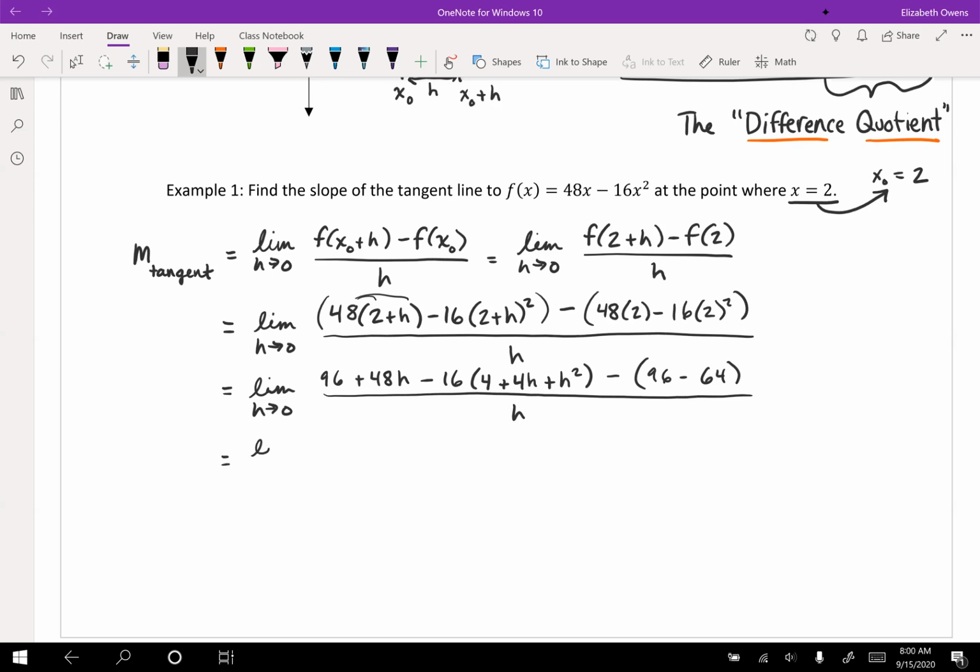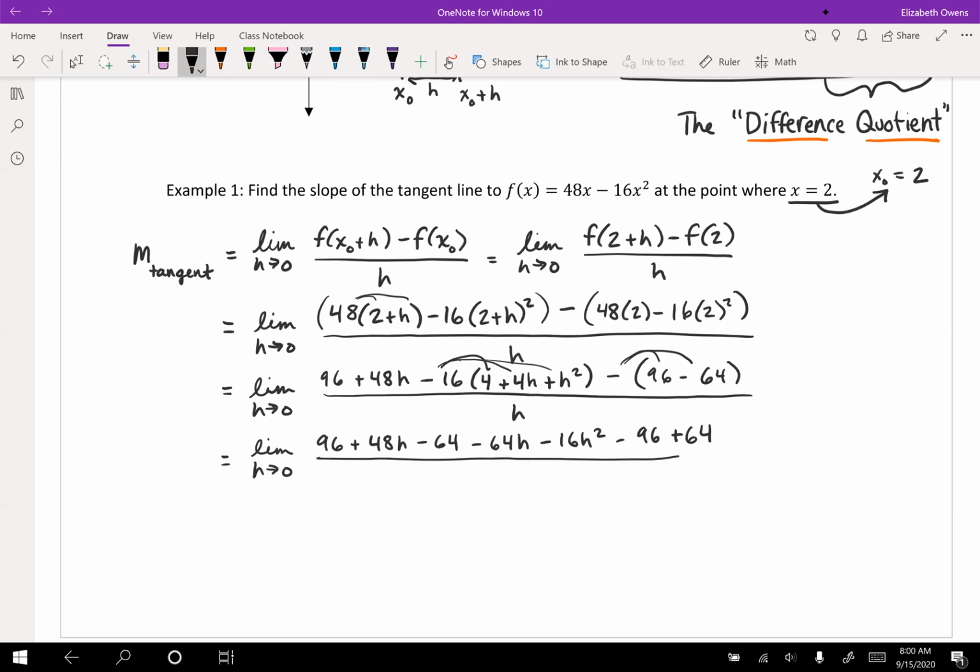And keep crunching it down. Limit h approaches 0. We got 96 plus 48h. Now we've got minus 64 minus 64h minus 16h squared. And then minus 96 and plus 64. Oh, all over h. Got a little too excited there almost, because you can see there's some really cool cancellation that's going to happen as usual.